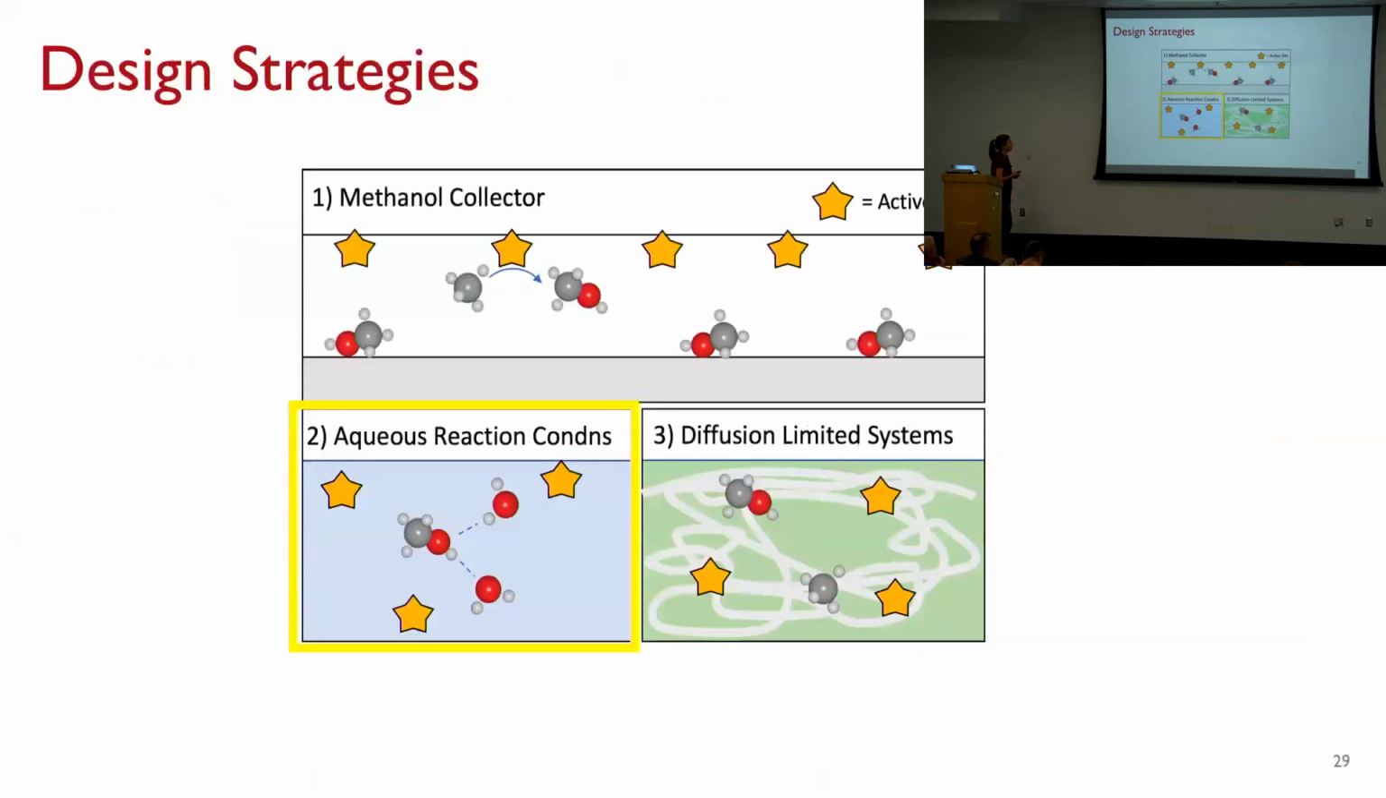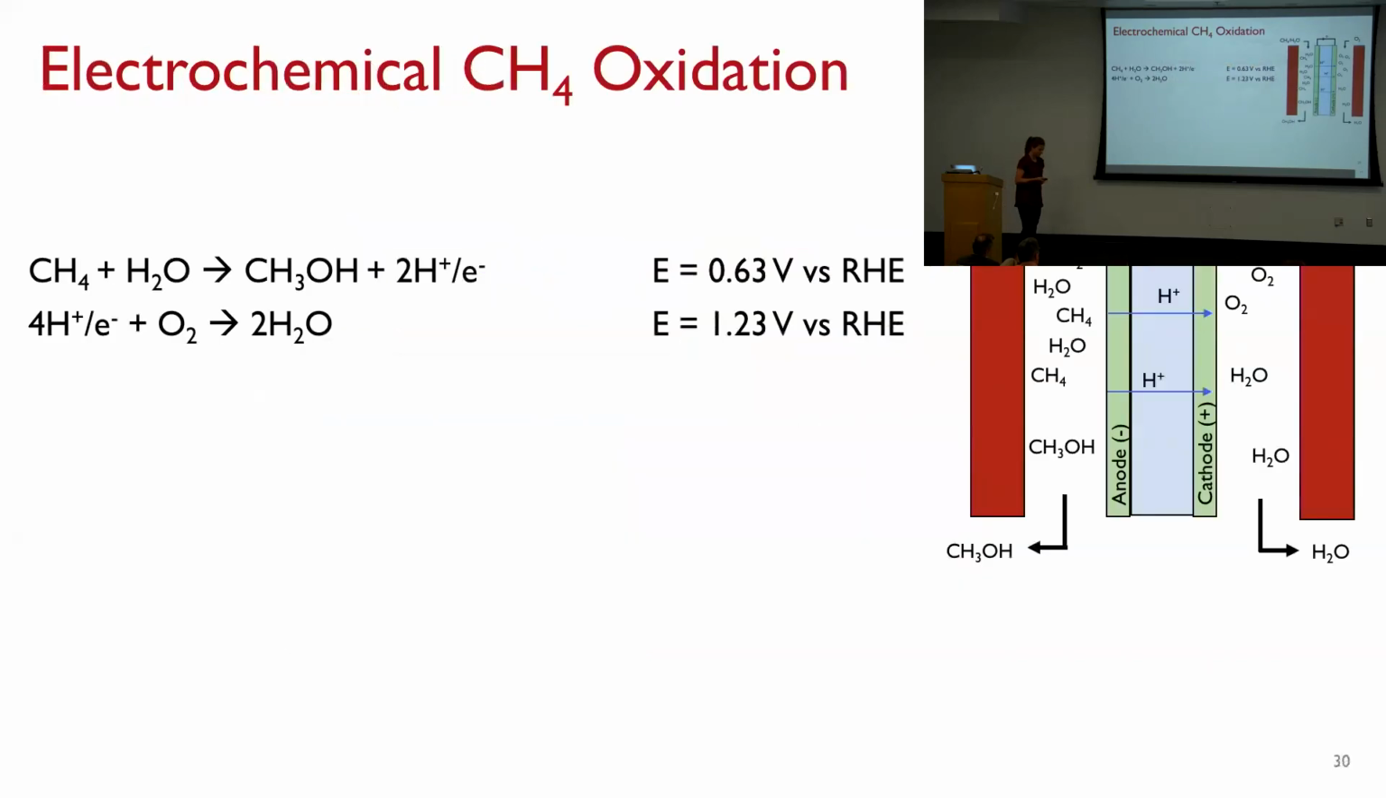And so with that, we decided to move more deeply into one of these design strategies, namely that of aqueous reaction conditions. And what better way to look at aqueous reaction conditions than thinking about electrochemistry in a PEM cell? So here, I've demonstrated what this cell might look like on the right. We have methane going to methanol and proton-electron pairs. And then on the other side, those proton-electron pairs finding oxygen and forming water.